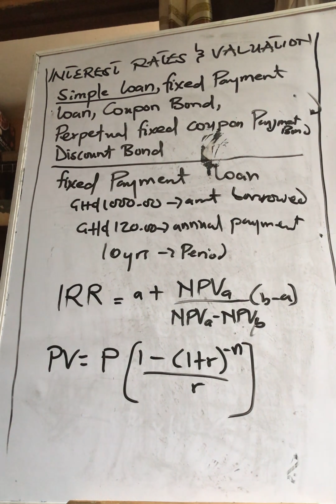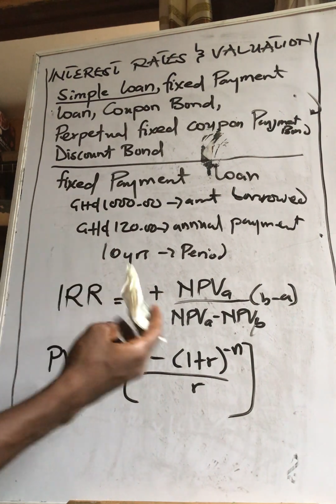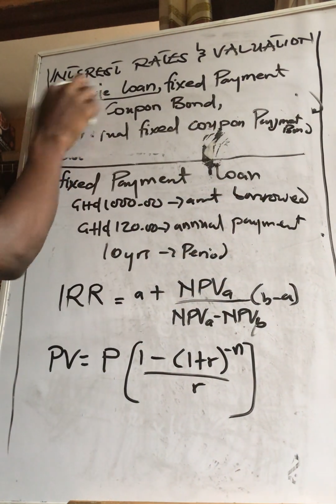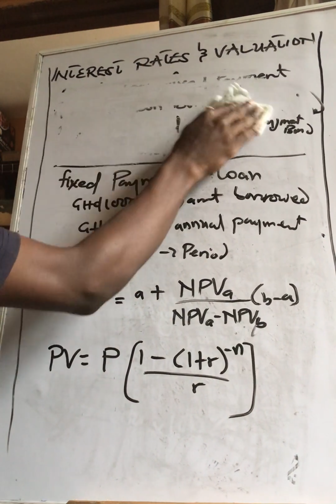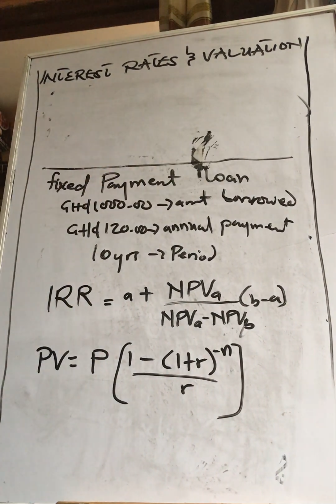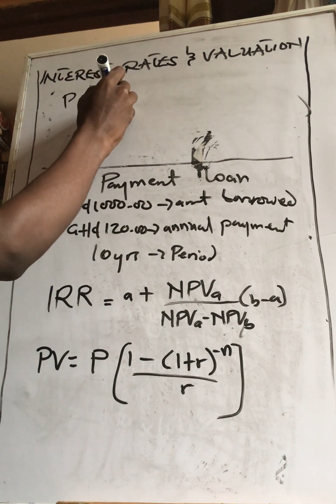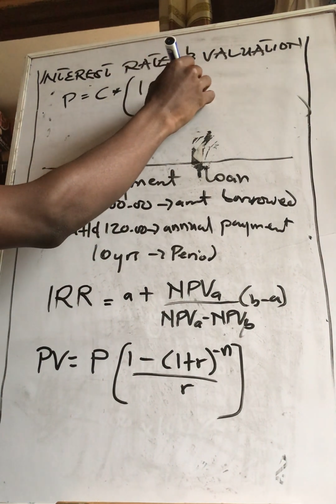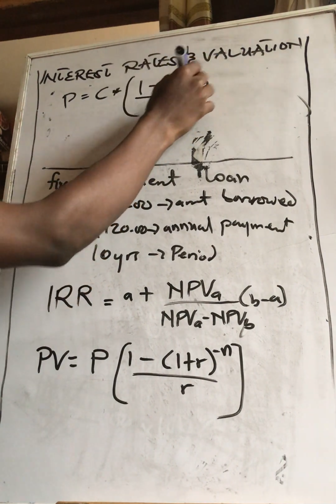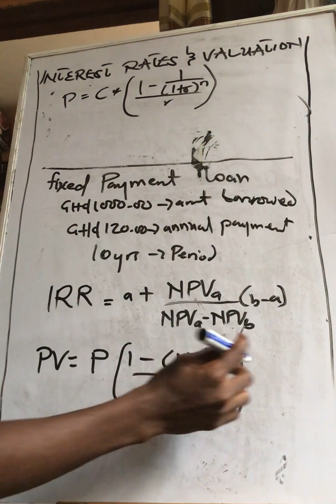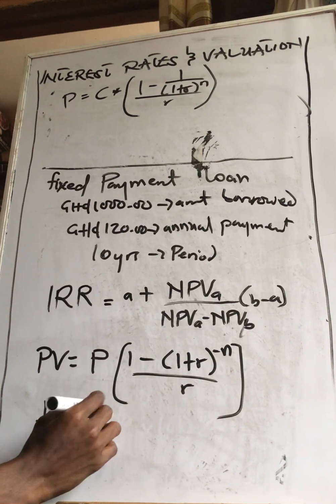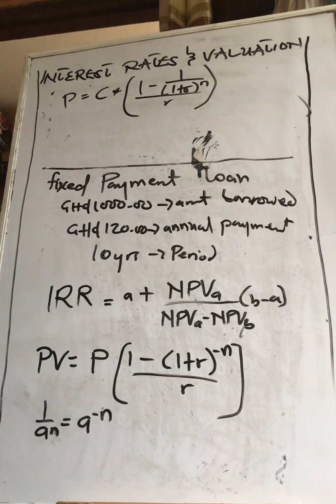We have different methods that we can use, but in solving this question, I want us to use the formula that we have here: C, that is the cash flows, times 1 minus 1 over (1 plus r) to the n, all over r. This is not different from the previous one, it's the same thing. If I have 1 over A exponent n, it can be written as A exponent negative n.